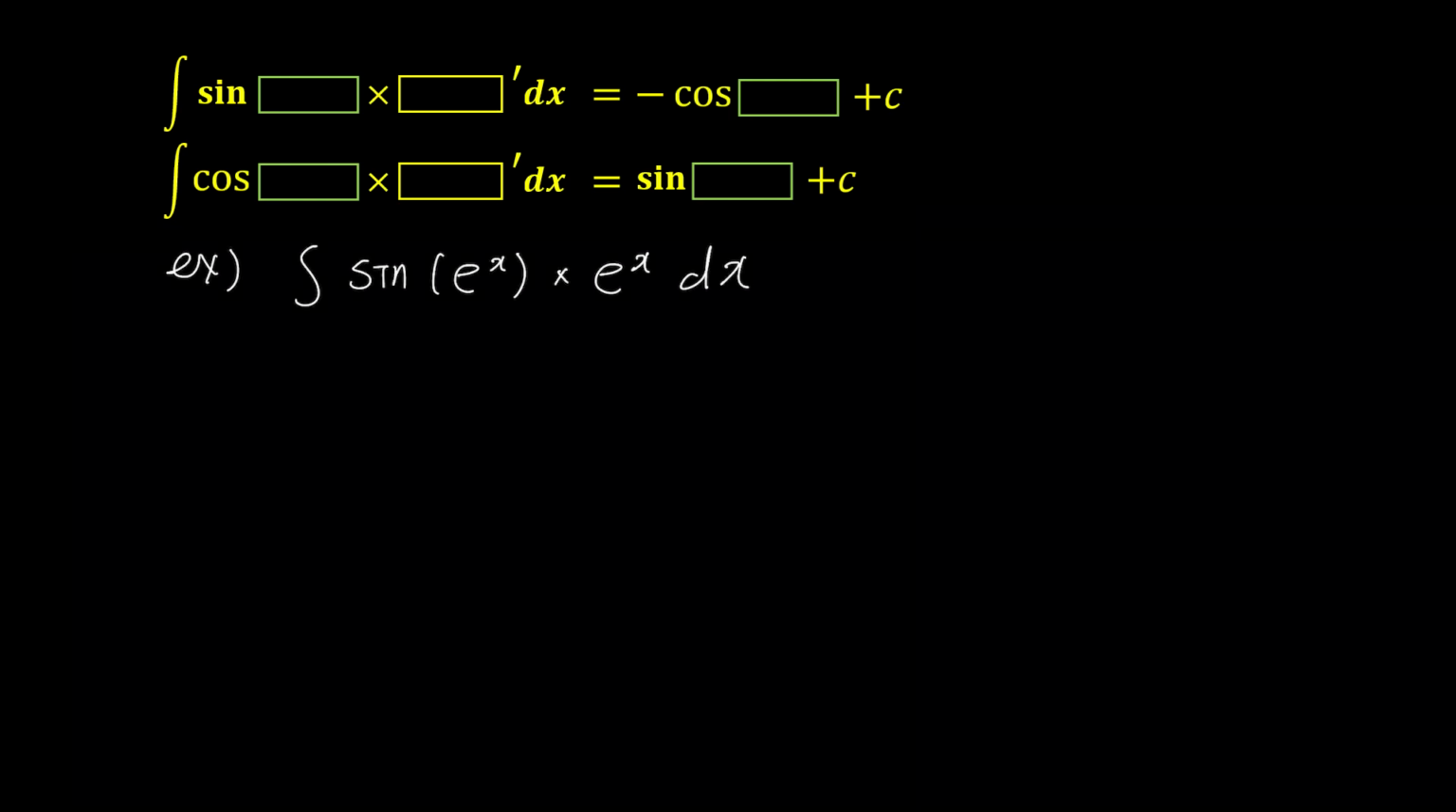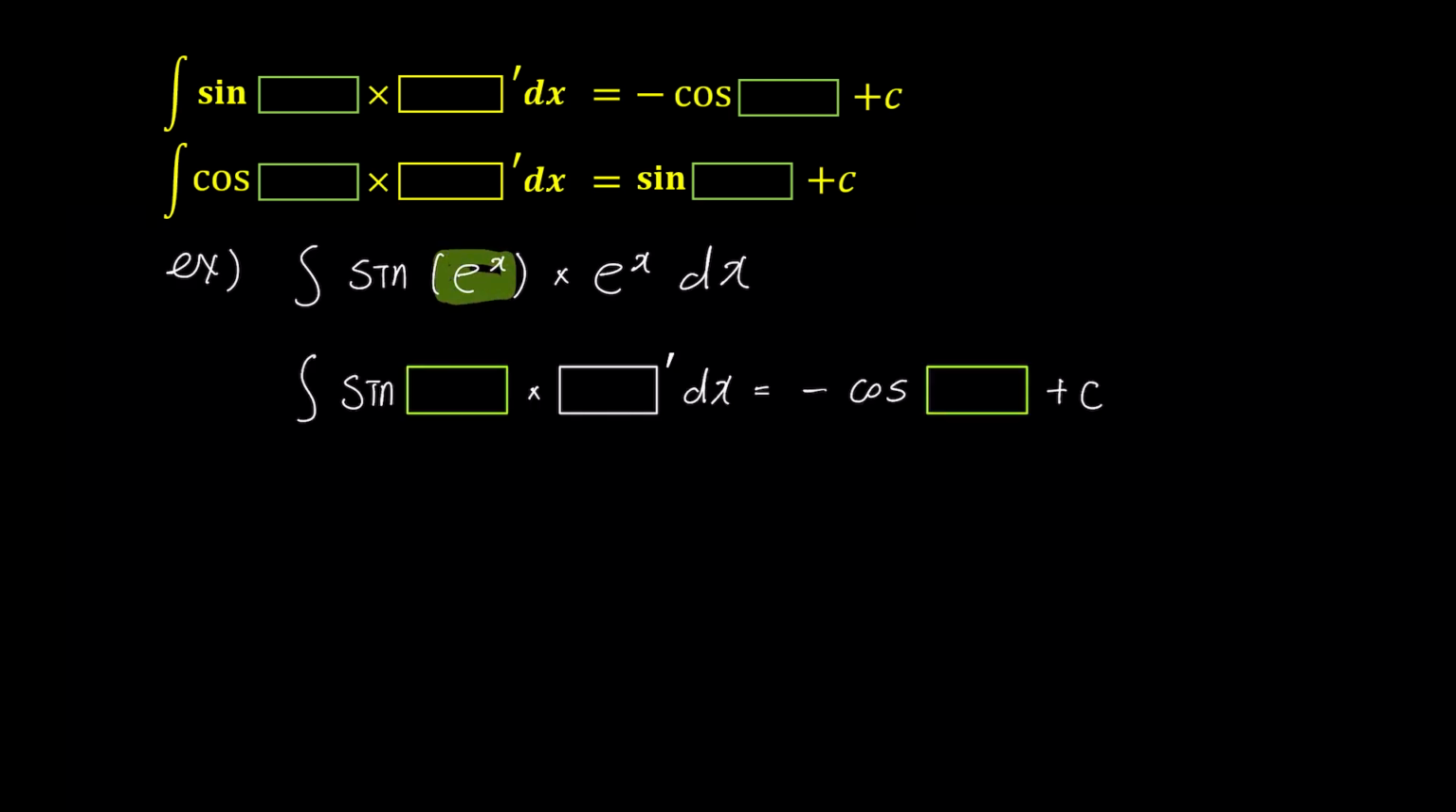The second example is not difficult either. Let's solve it in one line. We can put e to the power of x in the green box, e to the power of x's derivative in the box prime, and finally, put e to the power of x in the green box on the right to get the solution.